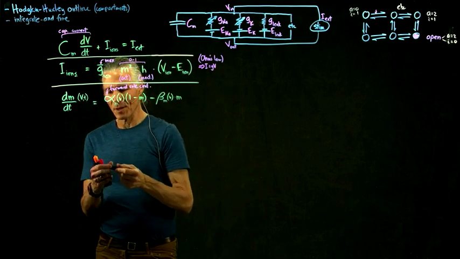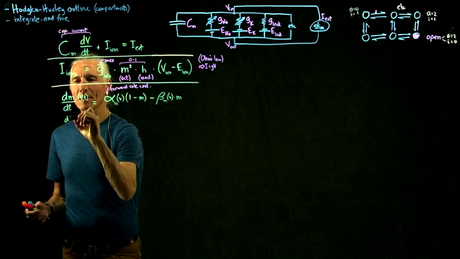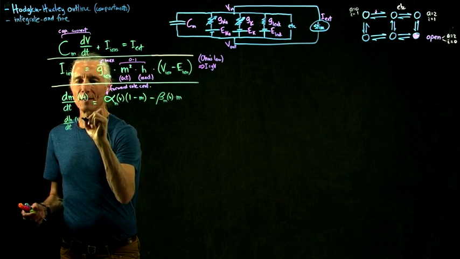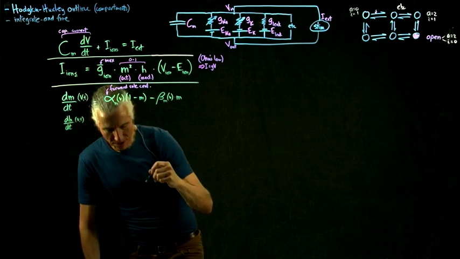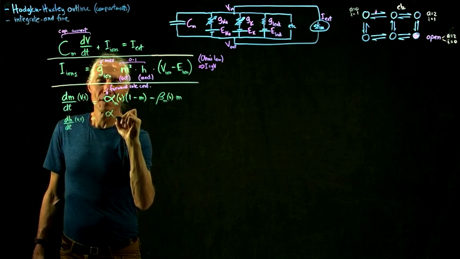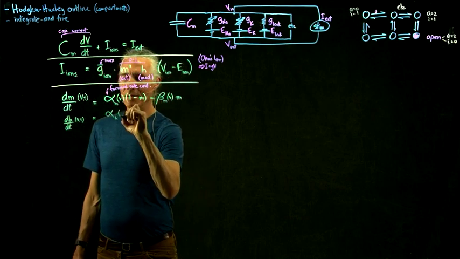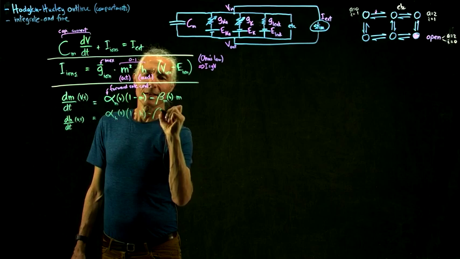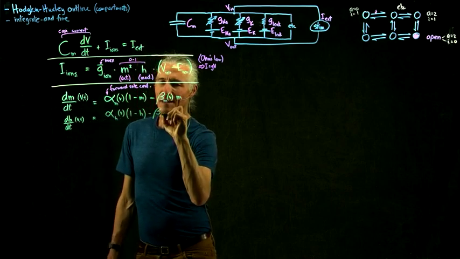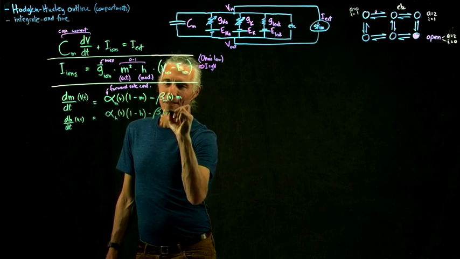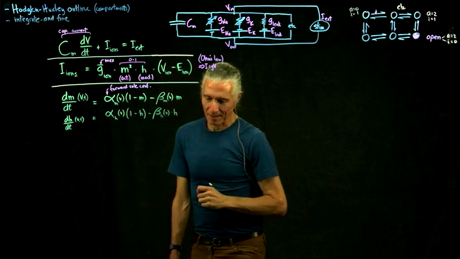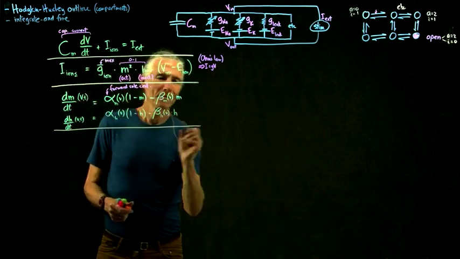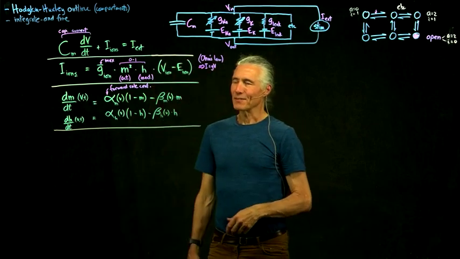And then we have the same thing for the inactivation variable. That also depends on voltage and time. So now we're going to have an alpha h, which is for the inactivation guy, also dependent on voltage, and it's 1 minus h over here. And then we've got the backward rate constant for h, the inactivation variable, times h.